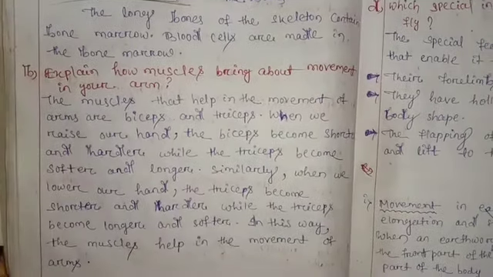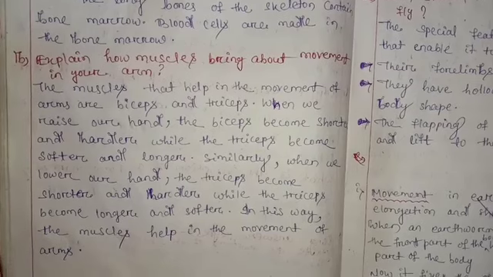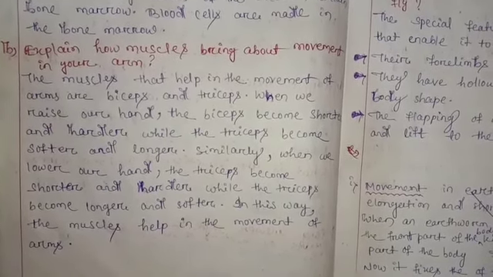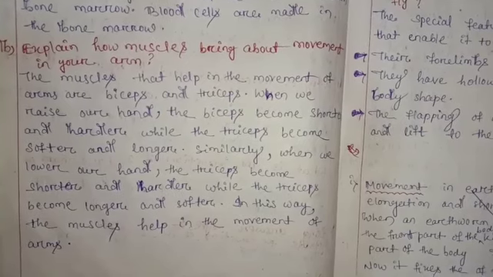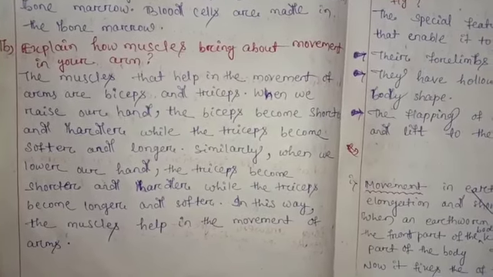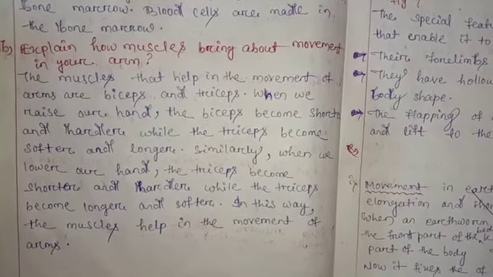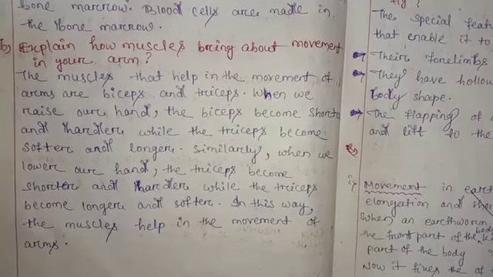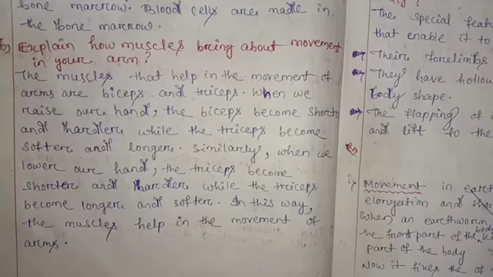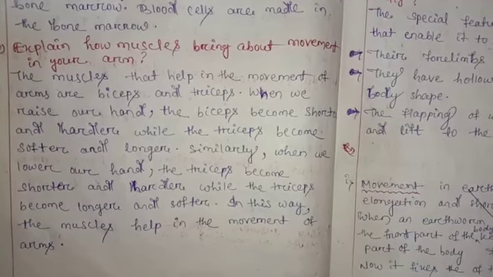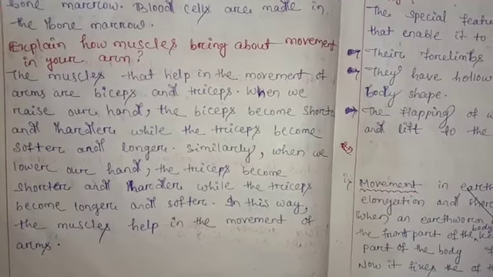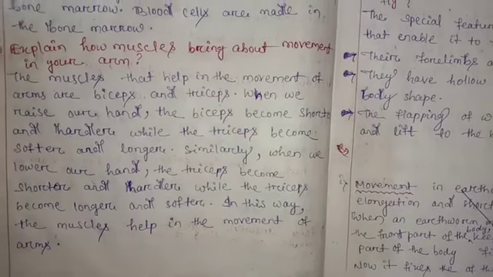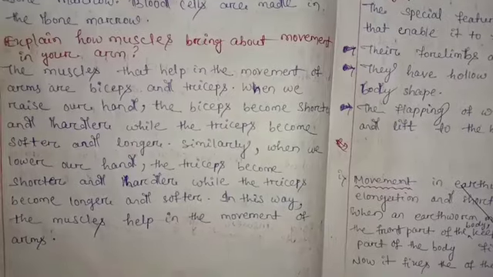Then B number question: explain how muscles bring about movement in your arm. The muscles that help in the movement of the arm are biceps and triceps. When we raise our hand, the biceps become shorter and harder, while the triceps become softer and longer. Similarly, when we lower our hand, the triceps become shorter and harder, while the biceps become longer and softer. In this way, the muscles help in the movement of arms.